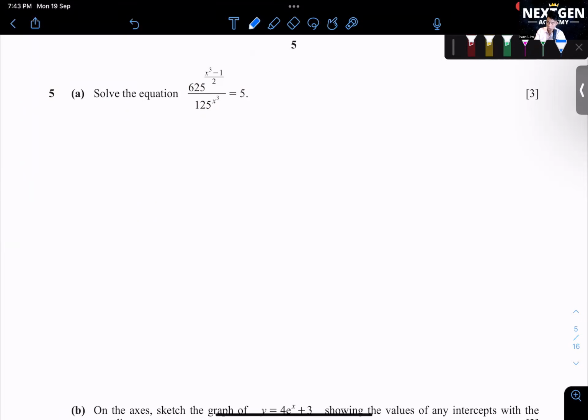Okay, so if you don't know what 625 is, just type in your calculator, just trial and error. Type 5 to the power of 3, 5 to the power of 4. Okay, 5 to the power of 4, you get 625. So this will be 5 to the power of 4 times (x cubed minus 1 over 2), over, this one will be 5 to the power of 3x cubed.